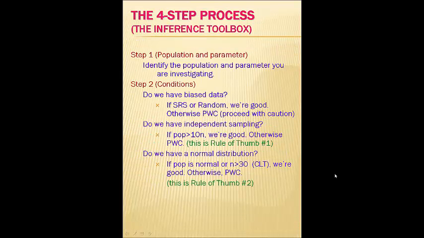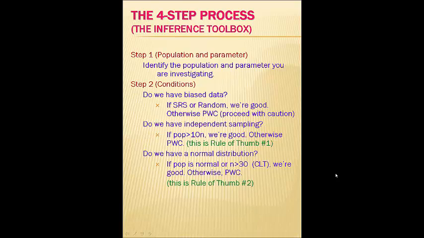Okay, so here are the 4 steps. Identify the population parameter you are investigating. Then the conditions: do we have biased data, is it random or not? If it's not, or you're not sure, you always got to proceed with caution, and we're abbreviating that PWC, but please, on the AP test, don't abbreviate it PWC. You'll get docked points. Just put proceed with caution. Do we have an independent sampling? If the population is greater than 10 times n, we're good. Otherwise, we have to say proceed with caution.